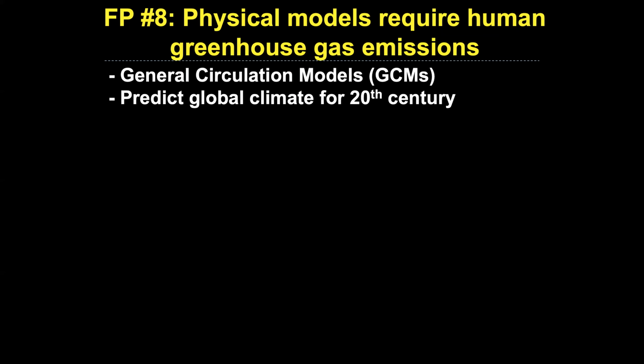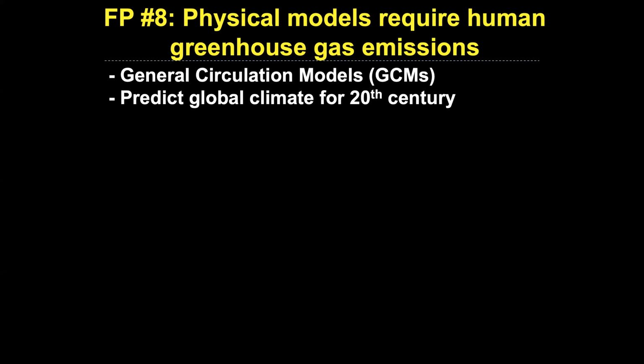Number 8, physical models require human greenhouse gas emissions. So these are called general circulation models. And we're not going to get into the specifics of a GCM. They are super complicated. They're very, very mathematical, and they're very, very complex. But these are the big mathematical simulations of the atmosphere. And they require human greenhouse gas emissions in order to mimic what we see.